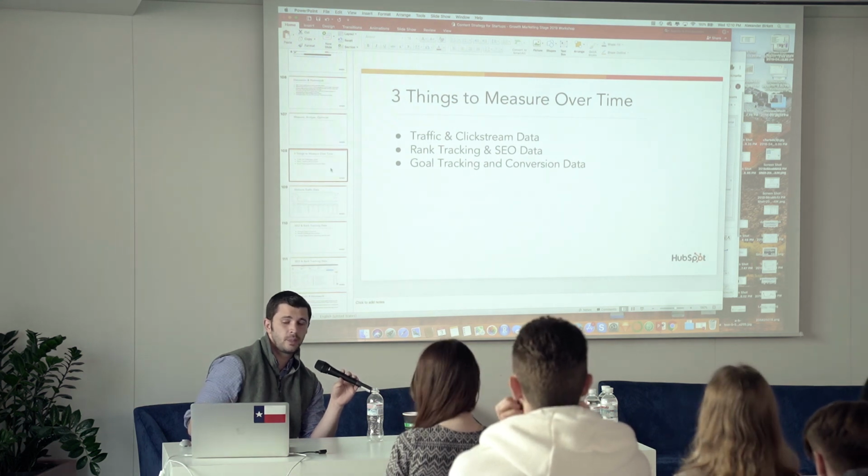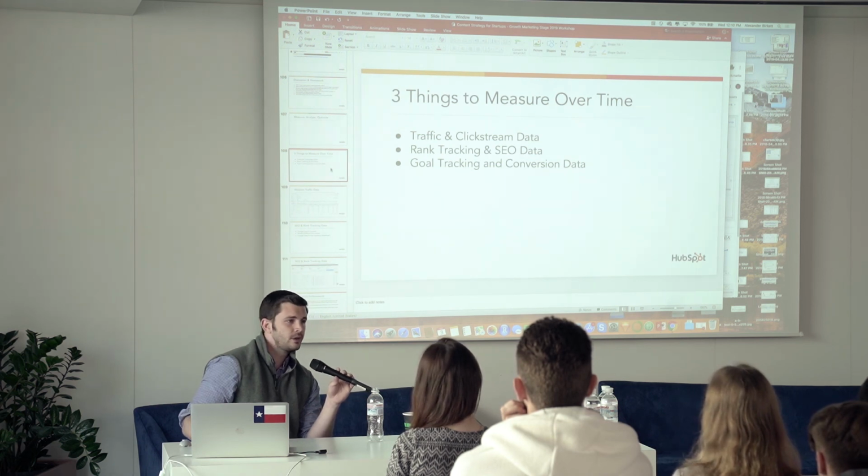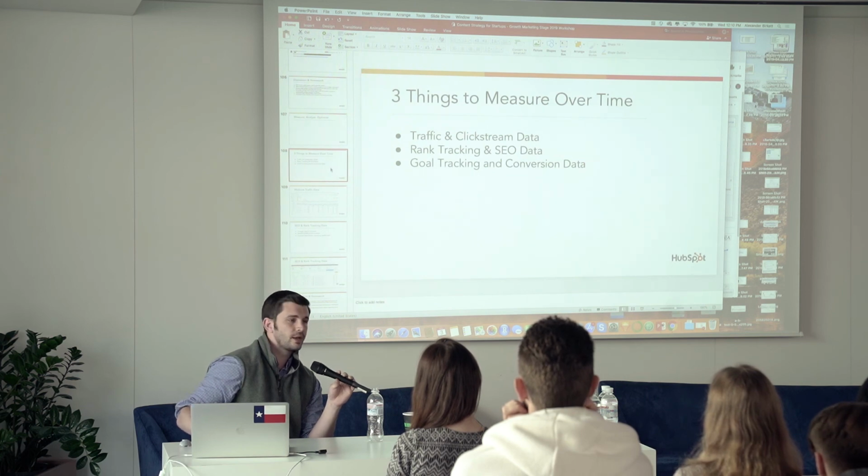Traffic and click-stream data, so that's your Google Analytics, Amplitude, whatever you can track for on-site metrics. And then you want your rank tracking and SEO. There are things like AccuRanker, Ahrefs, Google Search Console, a million tools in this space. You just want to see what position you're at, how much traffic it's bringing in, and what keywords are out there. And then goal tracking and conversion data. That often exists in your marketing platform. If you're using HubSpot, Marketo, or Intercom, you can get that data.